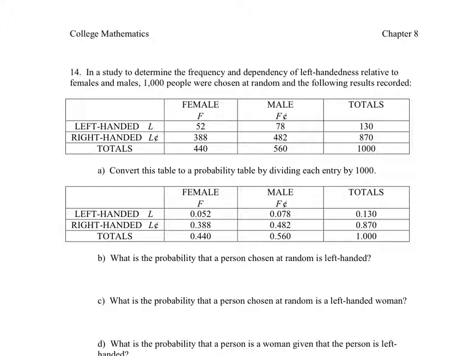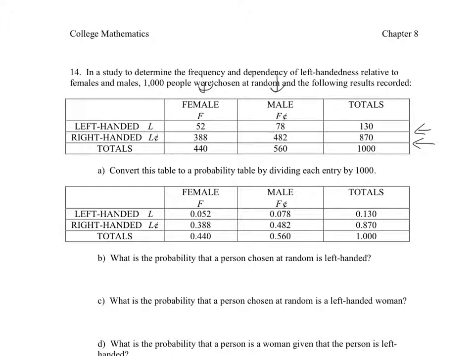Okay, we have a table. And this is for a study to determine the frequency and dependency of left-handedness relative to females and males. So 1,000 people were chosen at random, and here are the results. So we had a total of 440 females, looking at this column. We had 560 males for a total of 1,000 people. Here's how many were left-handed. Here's how many were right-handed. And then it's also broken down according to males and females.